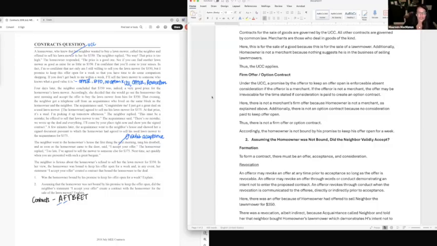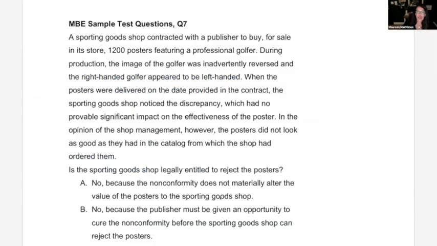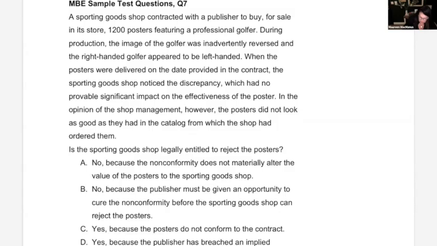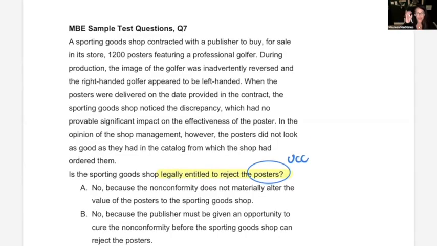Let me switch my screen share over. All right, let's dig into these. Let's get into this one now. So we always start with the call to question. Is a sporting goods shop legally entitled to reject the posters? So they're posters. So what does that mean? It's UCC. You always, always, always want to mark down, is it UCC or common law? So we always want to think about that. So I'm in UCC land. Write that down when you're doing the problems.